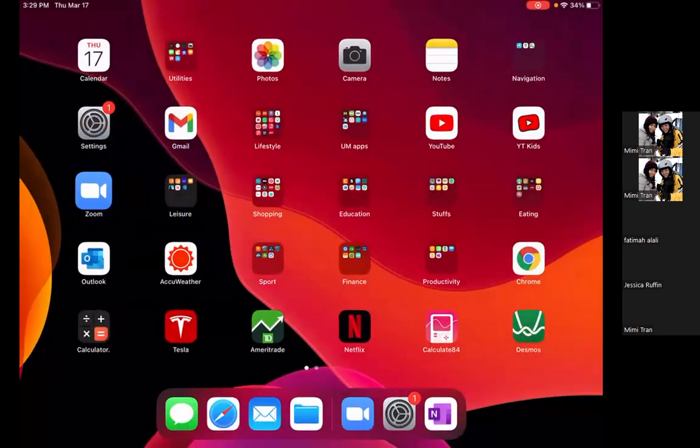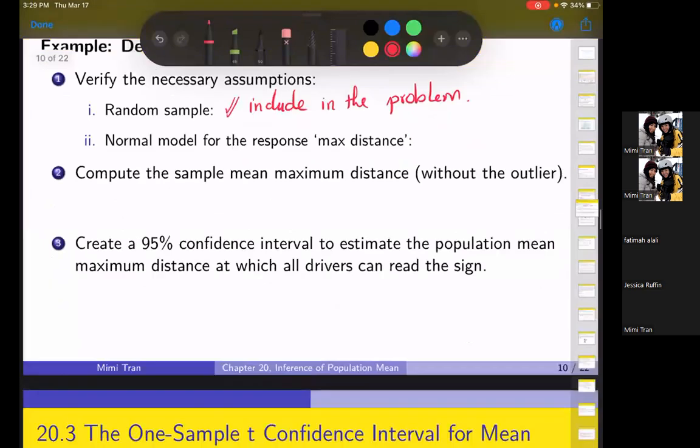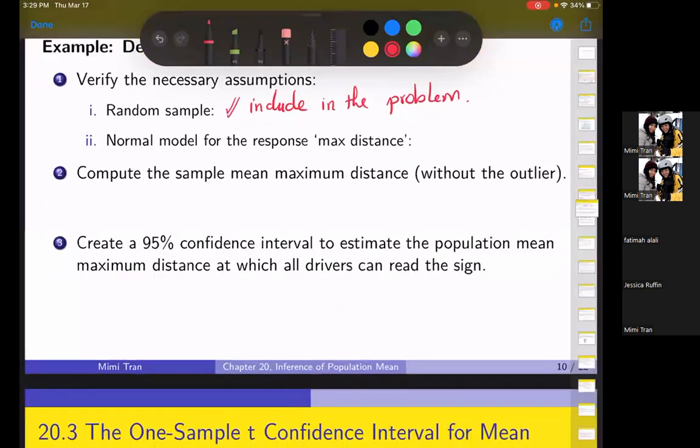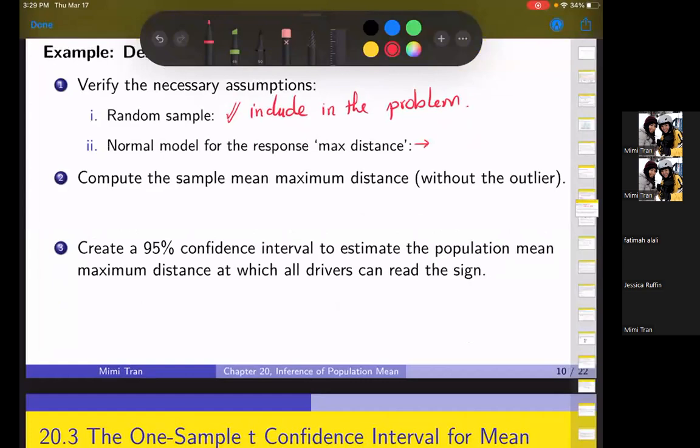Okay. So let me say something about the normality here. Use R Studio or Google Sheet to show that data is normally distributed. Well, it's more complicated than this, right? On the exam, maybe you can explain a bit more.